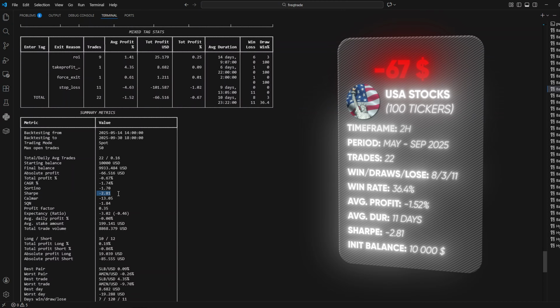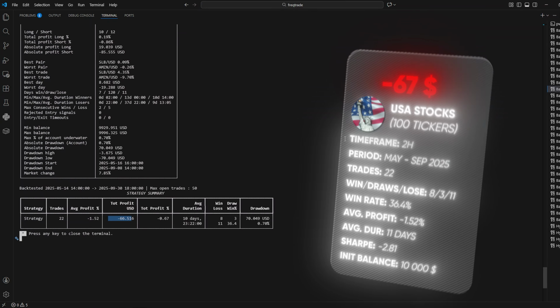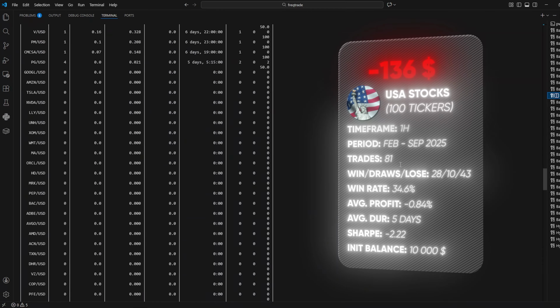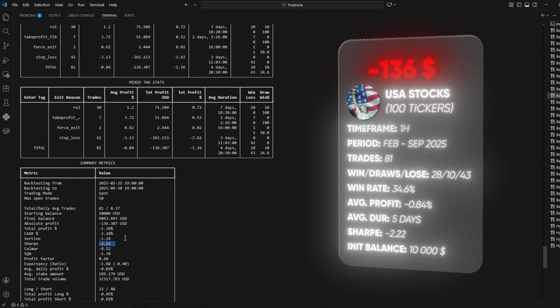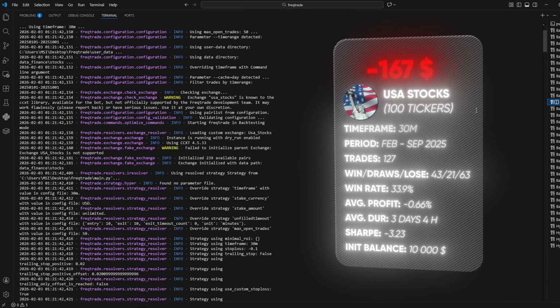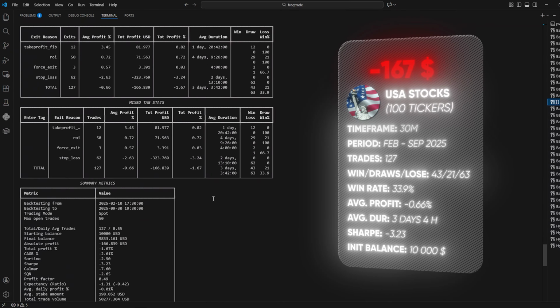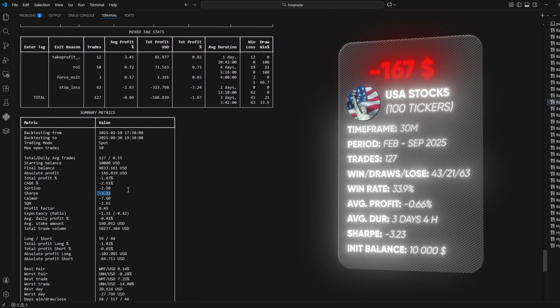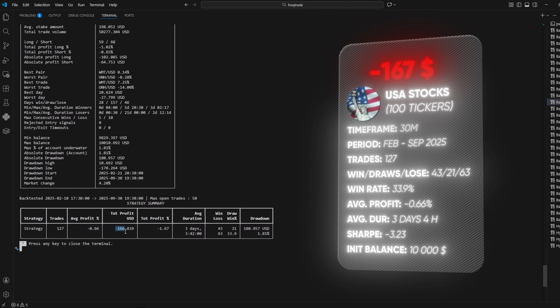Sharpe is minus 2.8 and lost $66. 1 hour time frame. Our Sharpe is minus 2.22 and we lost $136. 30 minutes time frame. Once again, negative Sharpe, minus 3.23, and we lost $166.